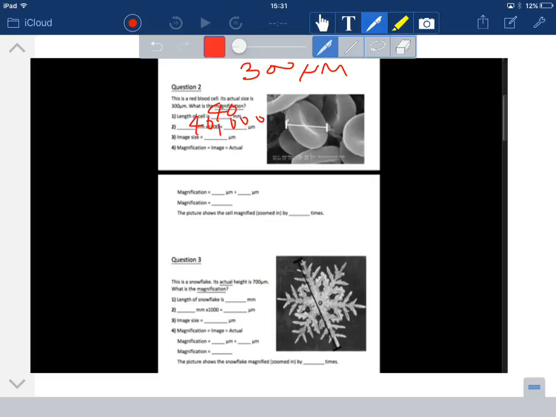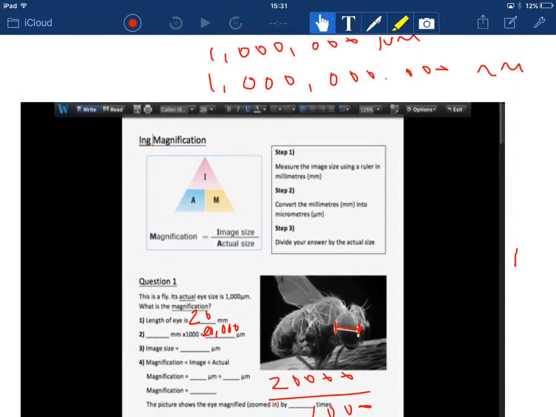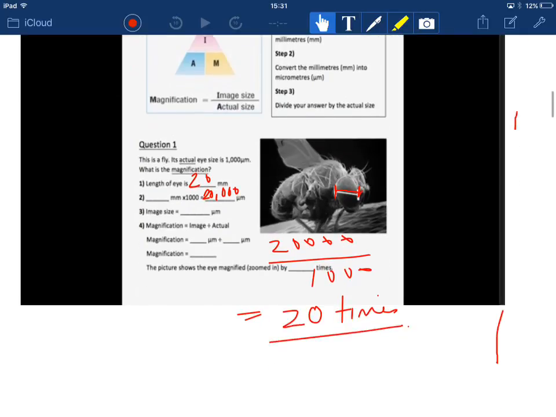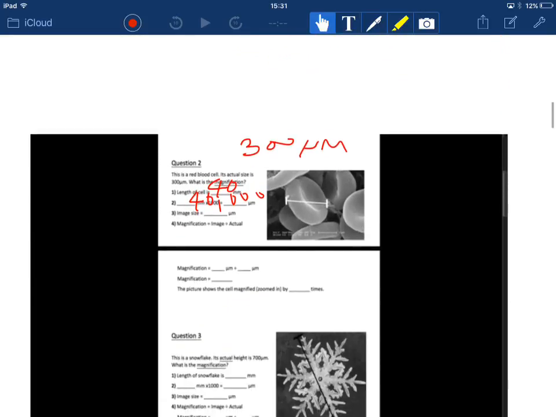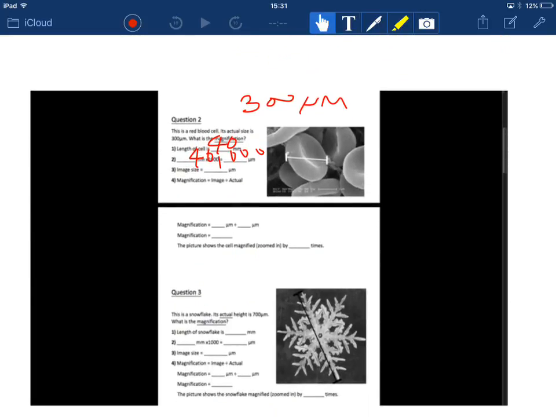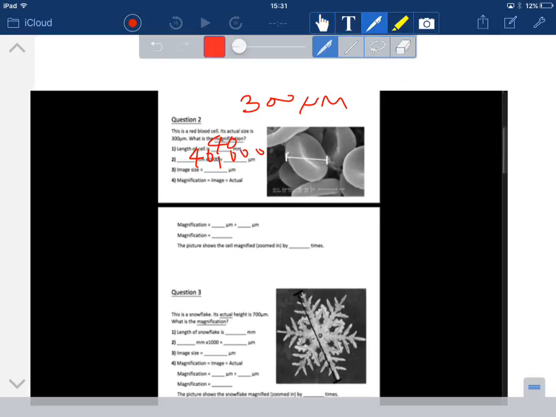And so we've now, using our triangle, we've got the image size, which is 40,000. We've got the actual image, which is 300 micrometers. And so we simply do 40,000 divided by 300, and that equals 133 times. So the magnification is 133 times.